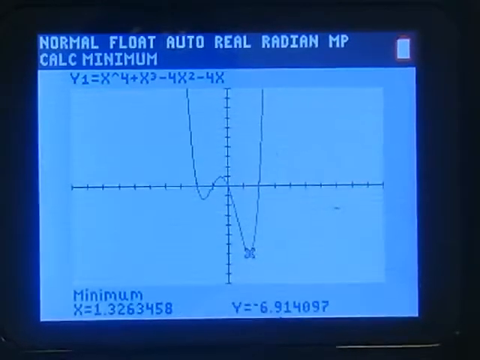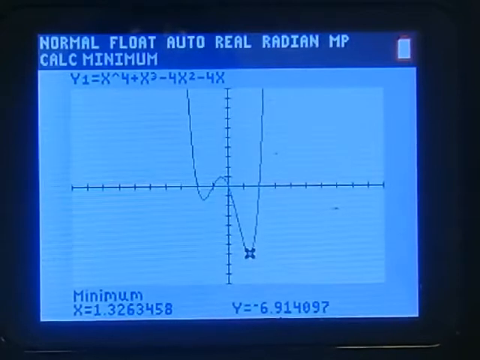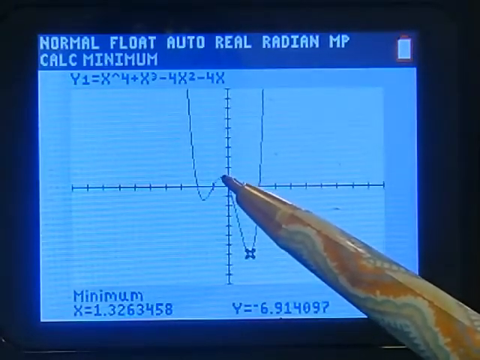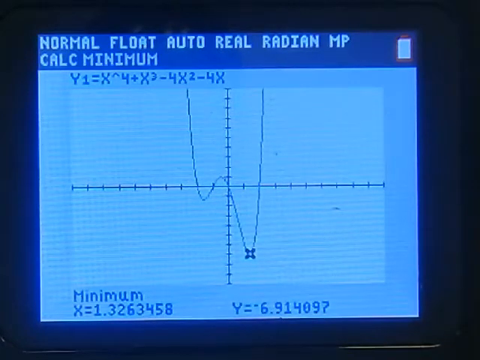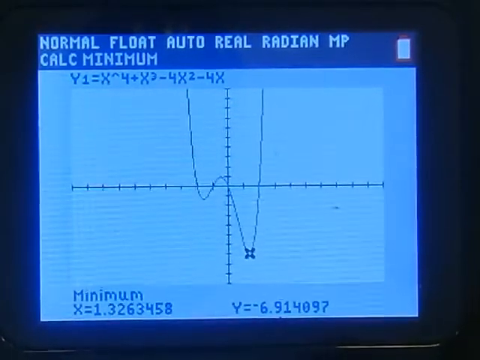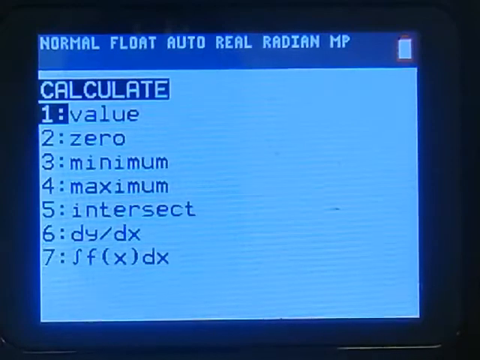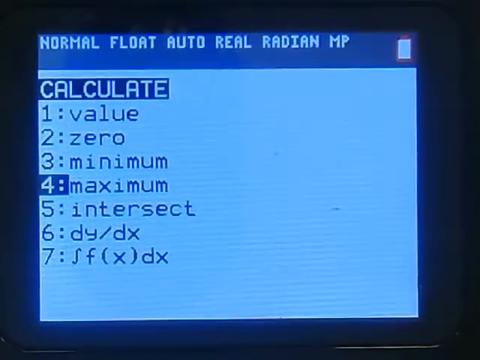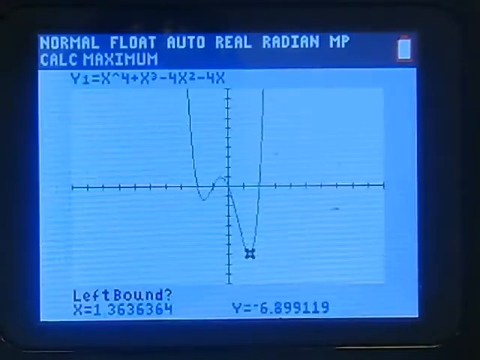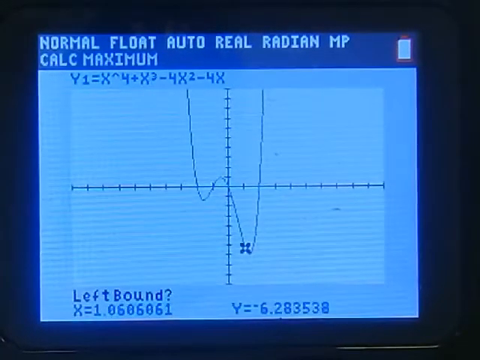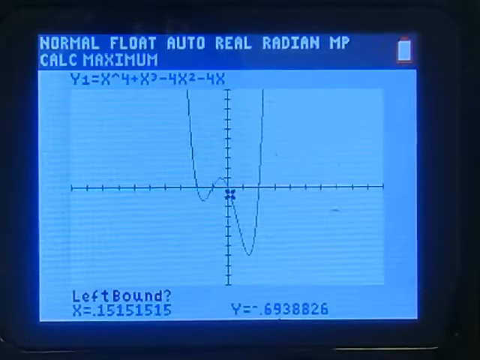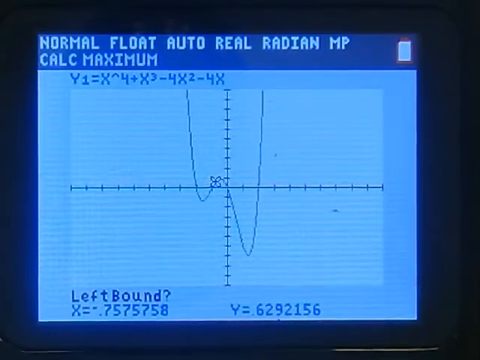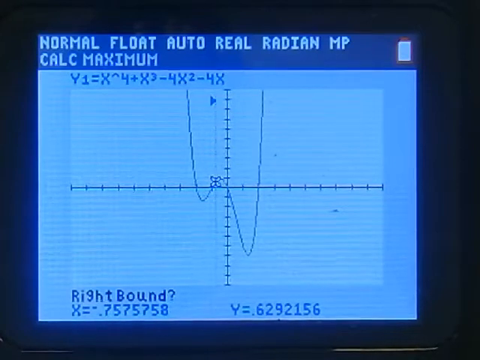All right, there's one last point we didn't talk about, and that is this relative maximum right here. Right at the top, there's a bump right there. So we're going to go find that. We're going to use second calc, and we're going to find the relative maximum. So I'm going down to number 4. Enter. Left bound again, you're going to keep using the same thing. So move your cursor to the left side of that maximum. There it is. Hit enter.